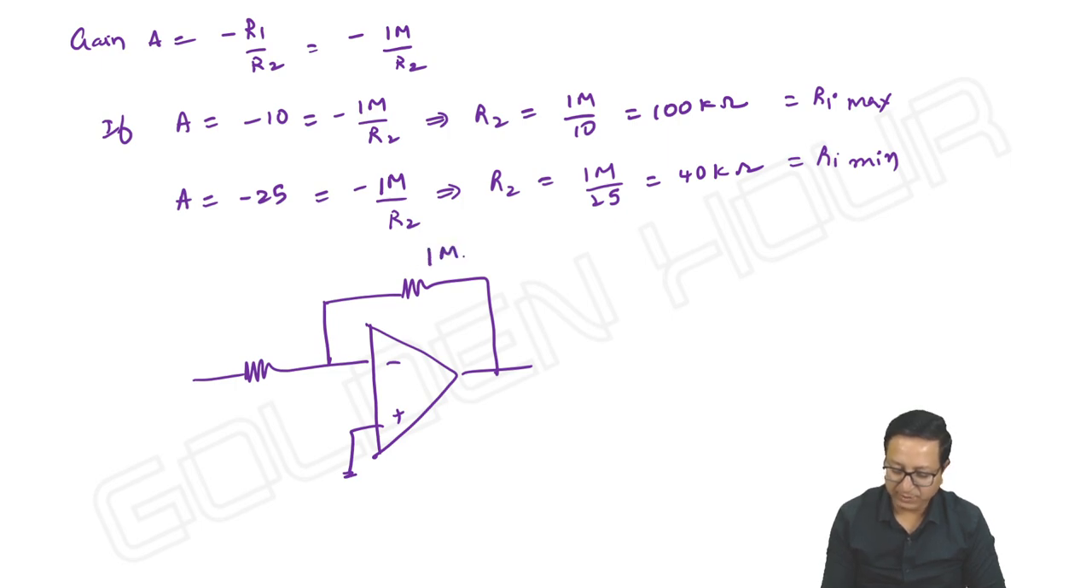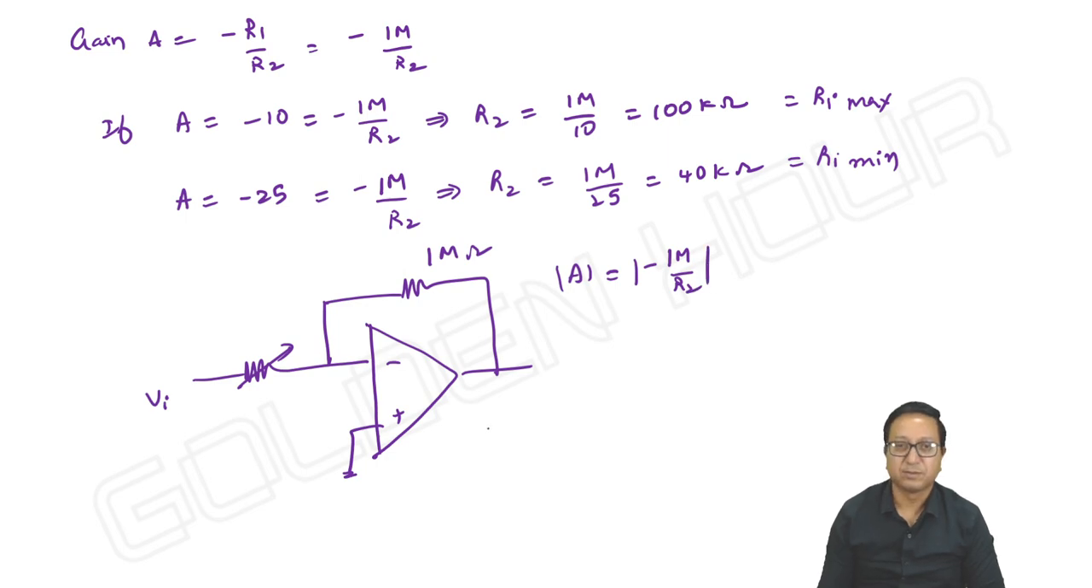See here it is 1 mega ohm and it is variable input. So gain magnitude I am taking, it is minus 1 mega by R2. What is the maximum gain? When Ri is minimum, R2 and Ri are one and the same. When Ri is maximum, that time the gain is minimum. R2 is maximum, that time the gain is minimum. Gain magnitude I am taking.